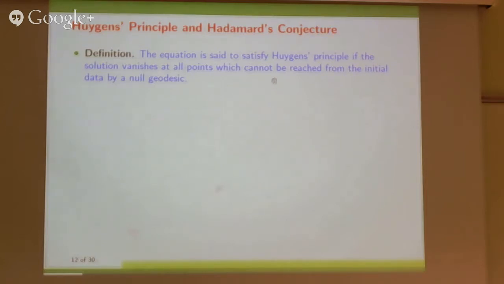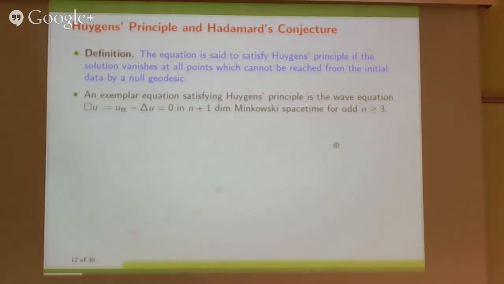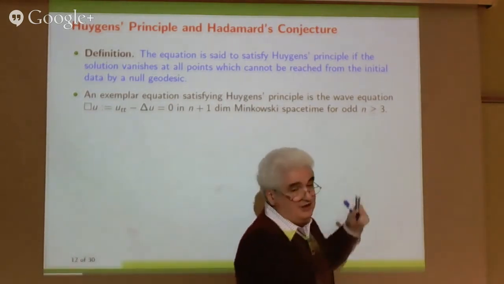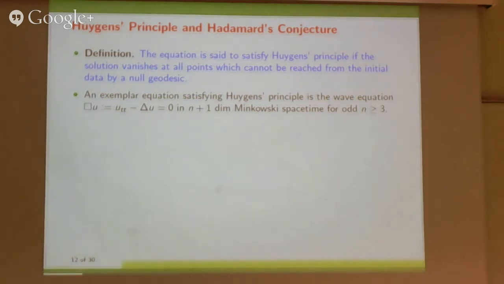And mathematically, Huygens' principle is the following. A partial differential equation is said to satisfy Huygens' principle if the solution vanishes at all points which cannot be reached from the initial data by null geodesics. I will explain this phenomenon in simpler terms, because geodesics here mean the four-dimensional case, when you add to x, y, z also time. An example equation which satisfies Huygens' principle is the wave equation. It holds only if the dimension n of the spatial variables is an odd number greater than or equal to 3. For even numbers, there is no Huygens' principle.